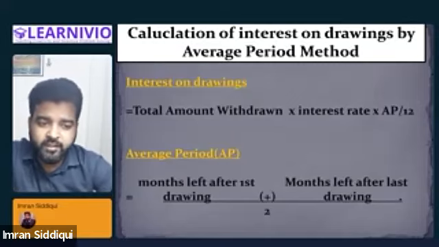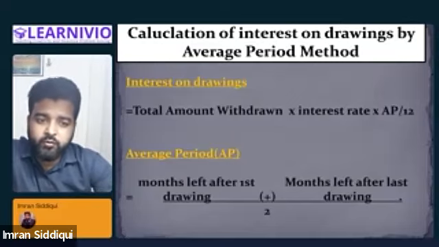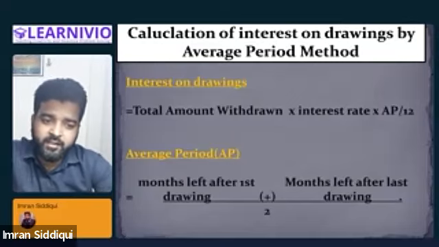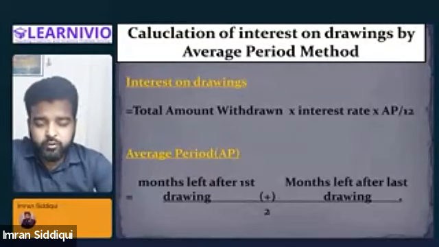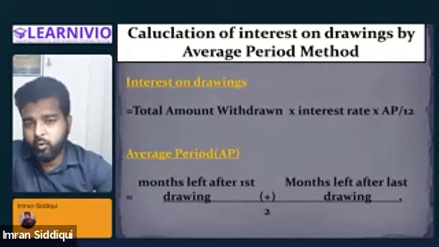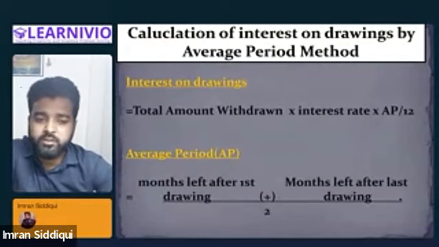Then we'll multiply that with the average period of drawing and then divide it by 12. We'll get the answer. Now the question is, sir, how will we get the amount of drawing? The amount of drawing will always be there in the question. You don't have to be worried about the amount of drawing made by the partner. Amount of drawing will always be there in the question.